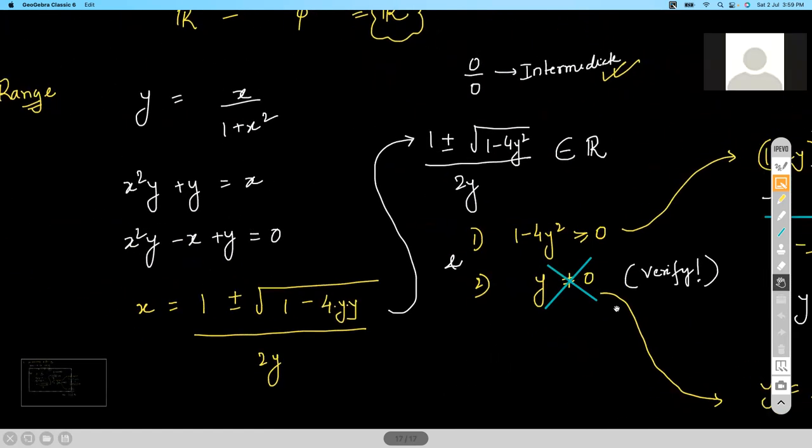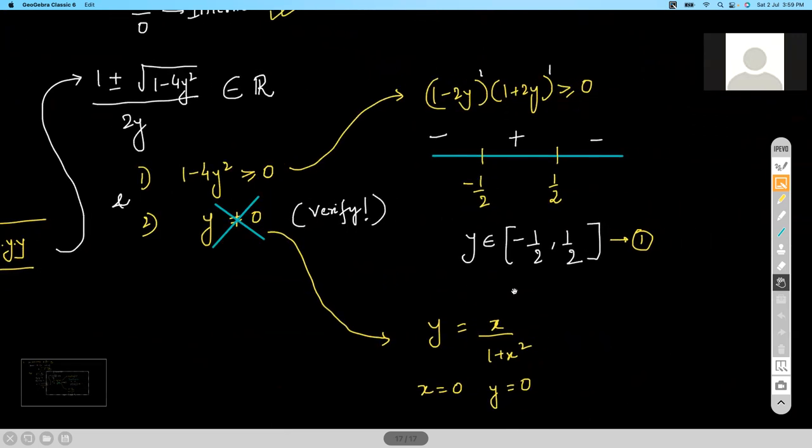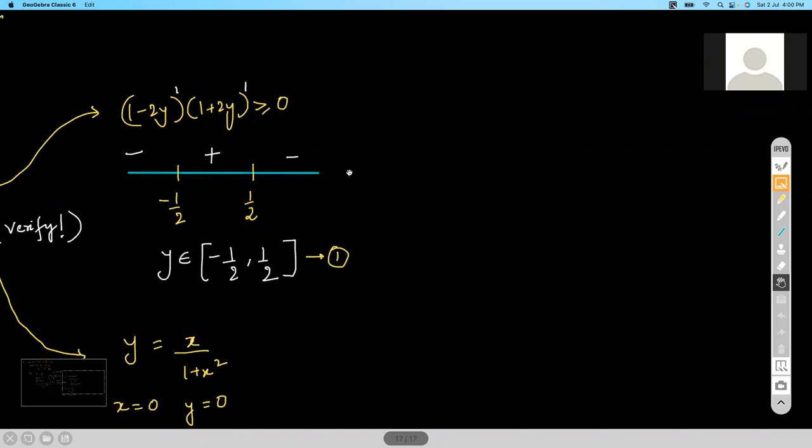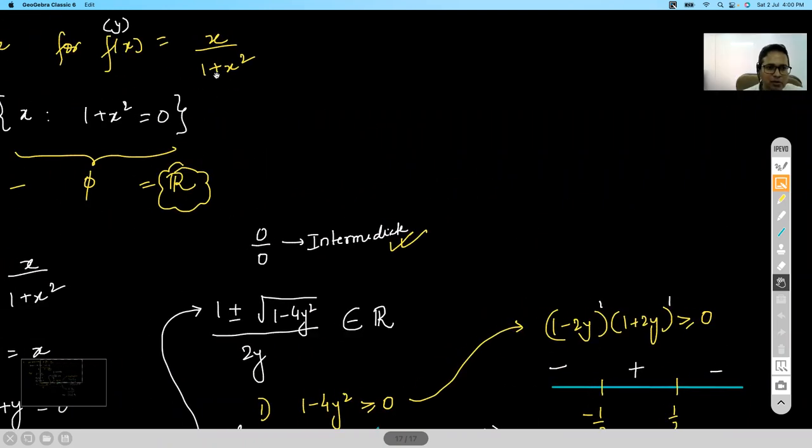Sir, I have a doubt. I tried to do it in a different method. Yes, tell me your method. I will justify your method also. Sir, I didn't get the same answer. I want to know what I did wrong. Tell me. Sir, x divided by 1 plus x square. The denominator is always positive for any real number. Always positive, yes. Sir, the numerator could be positive or negative.